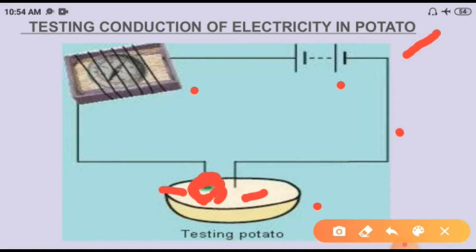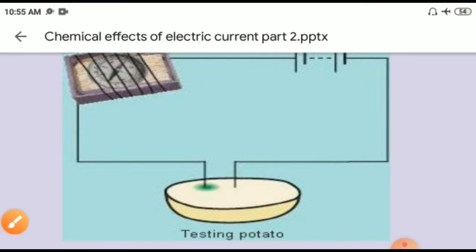At the positive terminal. And when current is passing through this circuit, we can see the deflection on the magnetic compass. So finally, what is the conclusion? What is the result here? Testing conduction of electricity in potato: the current passes through the potato. Why? Because the potato contains salts and minerals. I hope you all have understood this activity. Let us do it at home.